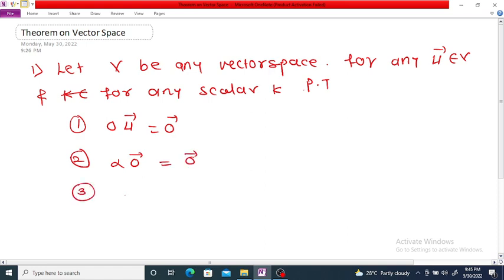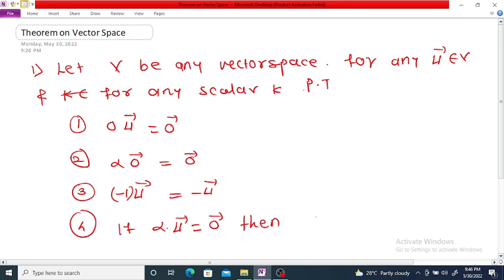Number 3, minus 1 into u bar is equal to minus u bar. And number 4, if alpha into u bar is equal to 0 bar, then either alpha is equal to 0 or u bar is equal to 0 bar.